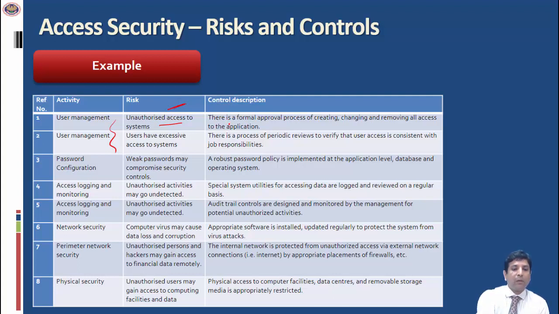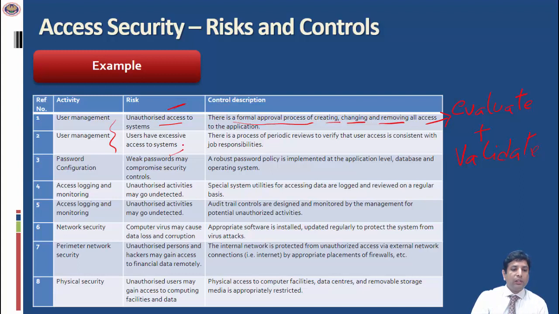In this case, we see that a formal approval process for creating, changing, and removing access to the application has been implemented as a control by the company. And when we go as auditors, we need to evaluate whether this control has been implemented by looking at a sample. And once we evaluate, we also need to validate or test whether the control is working throughout the year.